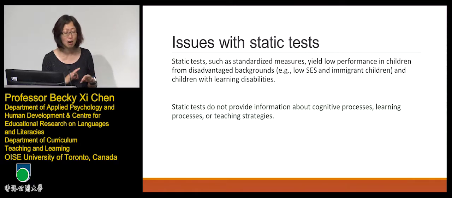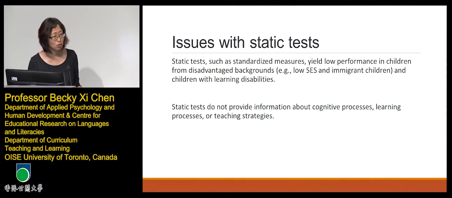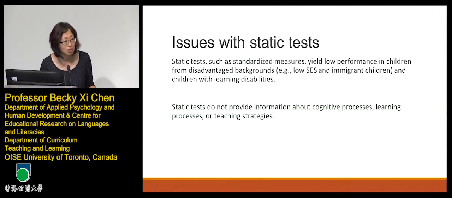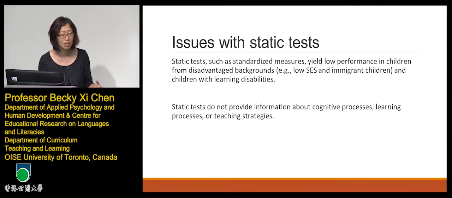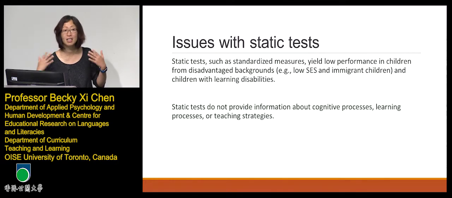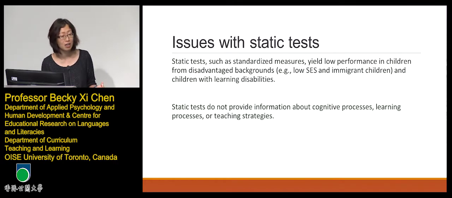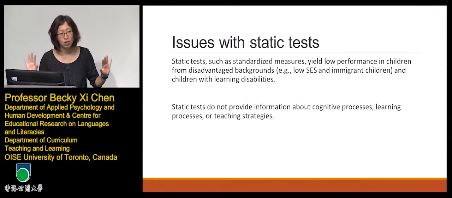That means if a child comes from, say, a low SES family, and the child doesn't have a lot of opportunities to learn and to grow, the child is going to do poorly on the traditional form of assessment, but that doesn't necessarily mean the child has a learning disability. So if you use a traditional, say a standardized measure, and the child does poorly, then you cannot tell the reason for that. Is it because the child hasn't had a lot of opportunities to learn, or is it because the child has potentially a learning disability? So the static test will not be able to differentiate between the two.